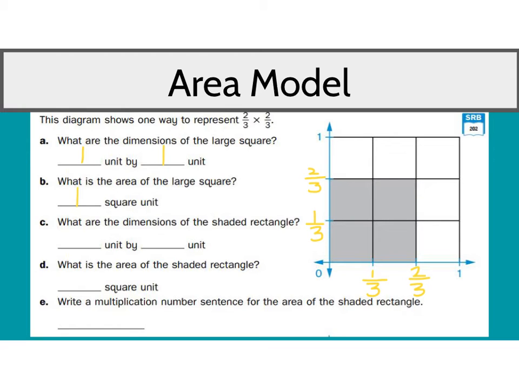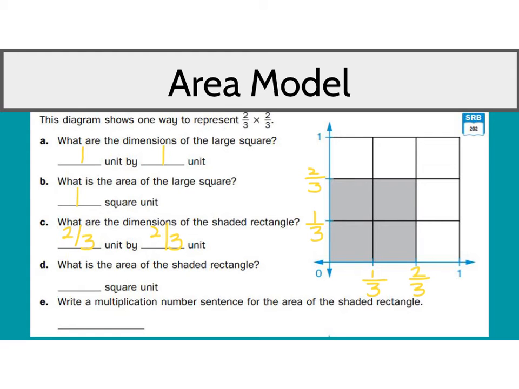Now, when we look at the next question, it asks us, what are the dimensions of the shaded rectangle? So we're going to look here. This length right here is 2/3, and right here is 2/3. So our dimensions, it's going to be 2/3 of a unit by 2/3 of a unit.